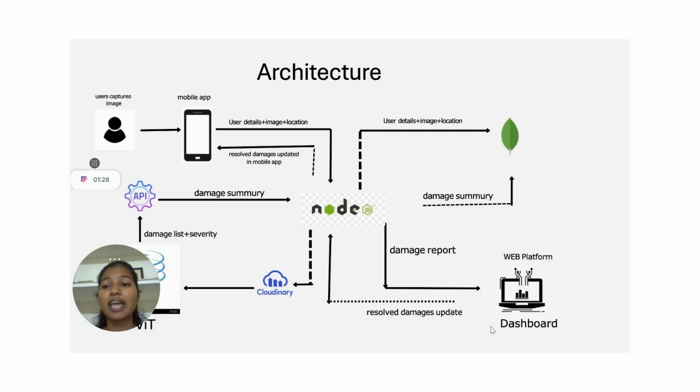Architecture. This diagram shows the SafeStreet architecture. A user captures an image through the mobile app, which then sends the image along with the location data to the backend. The AI model analyzes the damage type and severity, and returns a summary and annotated result. The dashboard on the web platform displays this report.